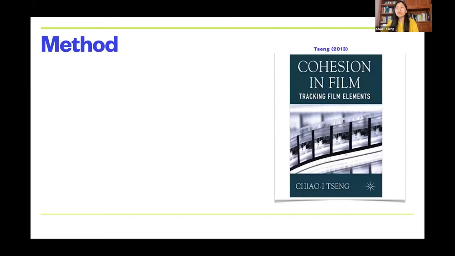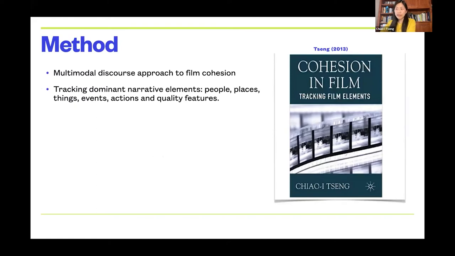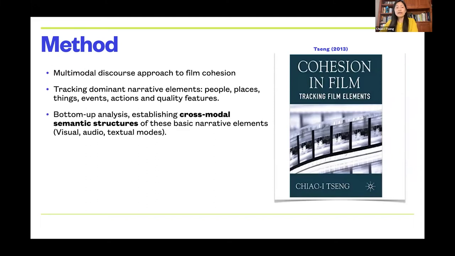And the method we use for analyzing individualization is the multimodal discourse approach to film cohesion. This is the framework we developed a few years ago at the University of Bremen. This method systematically tracks the most dominant narrative elements throughout a film, such as characters, places, things, events, actions, and quality features. It is a bottom-up analysis. It formalizes multimodal semantic structures of these basic narrative elements. It's multimodal because, as we will see in the later example, the method tracks these elements across audio, visual, and textual modes.